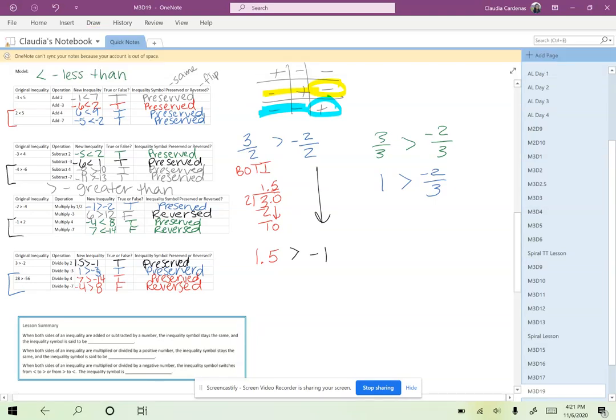So now it's time to summarize what we've noticed. It looks like most of the time the inequality symbol stayed true and it was preserved, it stayed the same, except I noticed in this row that we had to reverse it. In this row we had to reverse the symbol to get a true statement, and in this row we had to get a true statement.